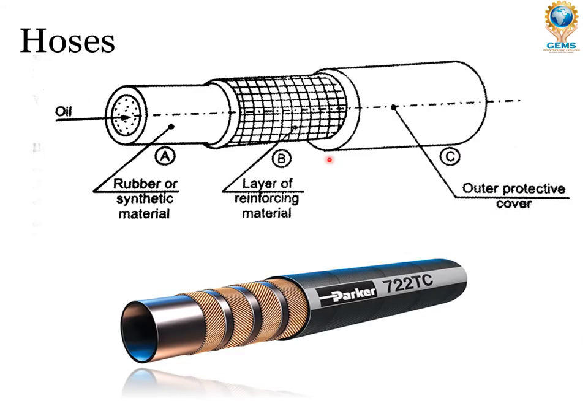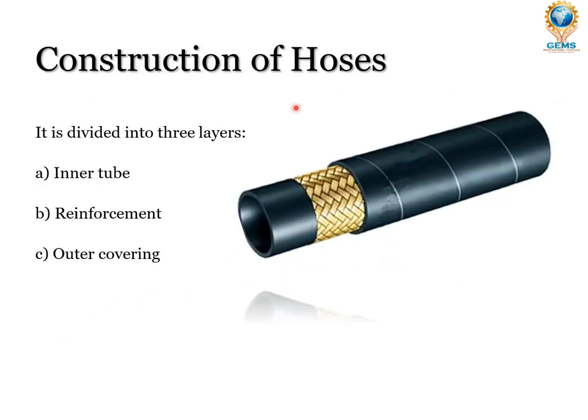Let's consider the hoses. The hose consists of three layers. The inner layer is called A, the middle layer is called B, and the third layer is called C. The inner layer consists of rubber or synthetic material, the middle layer consists of a layer of reinforcing material, and the outer layer is a protective cover. This is how an actual hose looks. The construction of hoses is divided into three layers: inner tube, reinforcement, and outer covering.